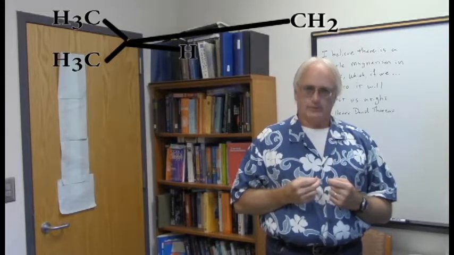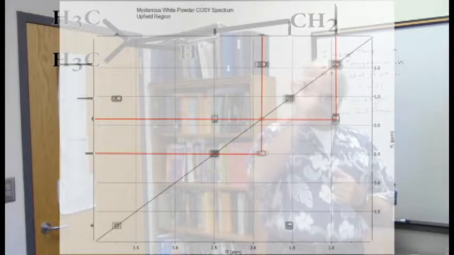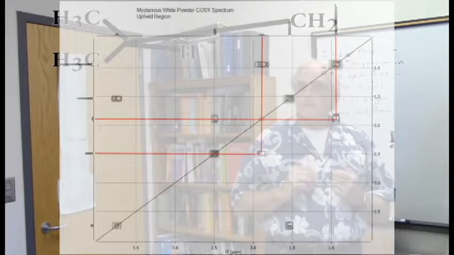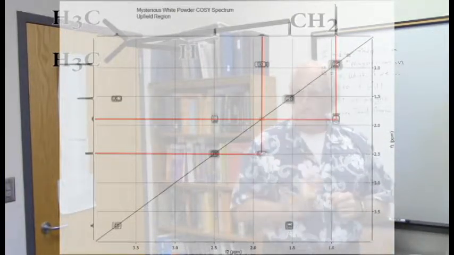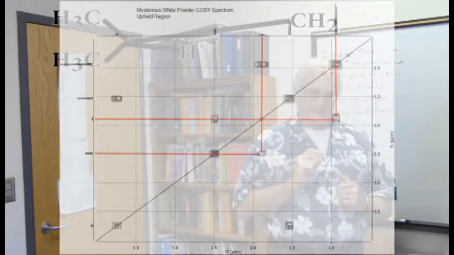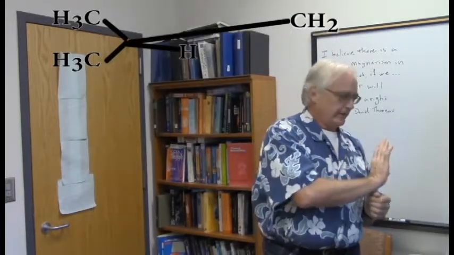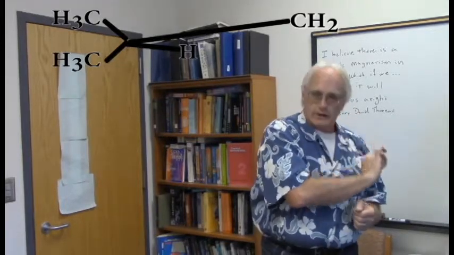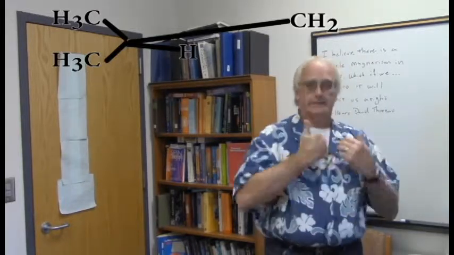We pull up the COSY one more time. We now go to this position as our known position. We drop our vertical line and we start looking for cross peaks. Now, we see cross peaks that take us back to the CH group, but no new cross peaks. There's nothing new here. That means, therefore, that the CH2 group is not coupled to anything else. Now, there may be carbons over here. There's no doubt about that. But those carbons have no protons attached. We are not coupled to anything else beyond the CH2 group.